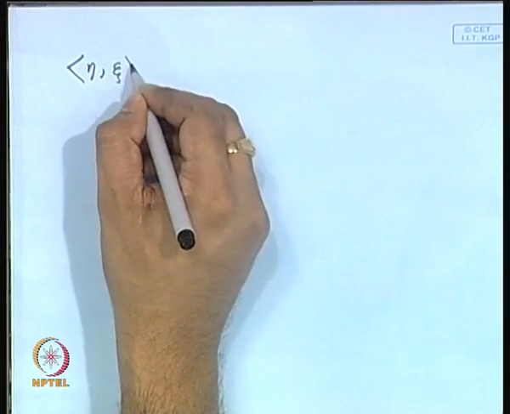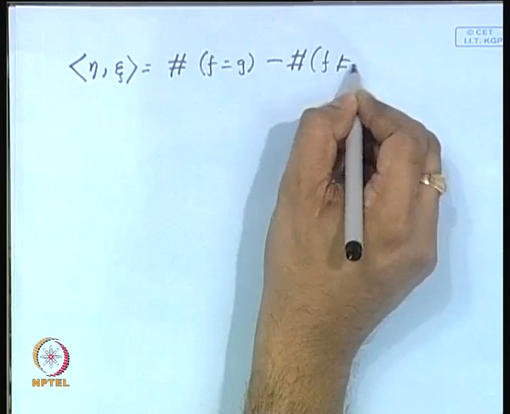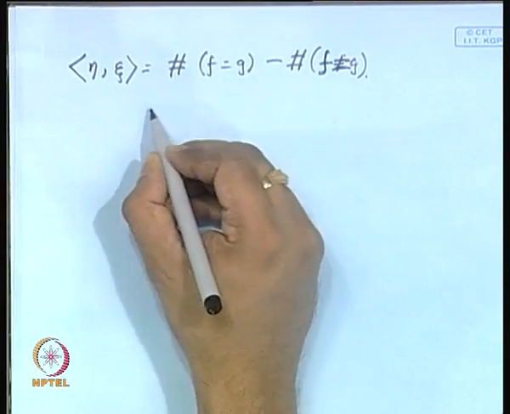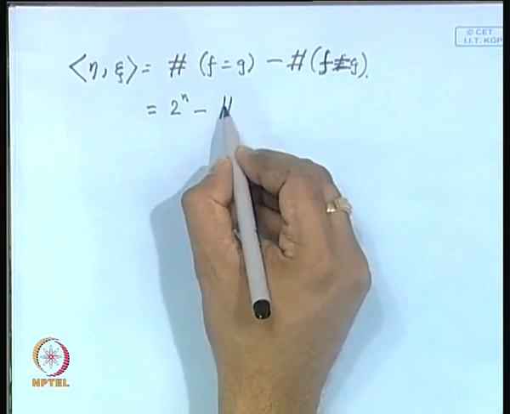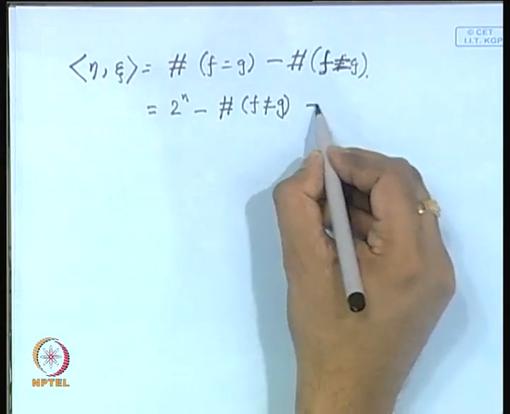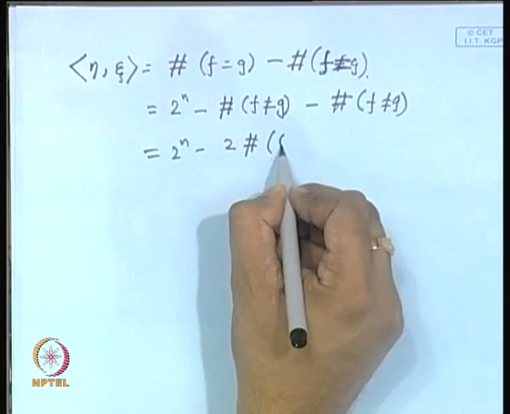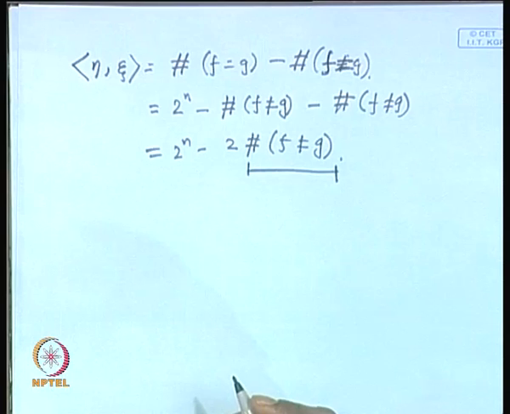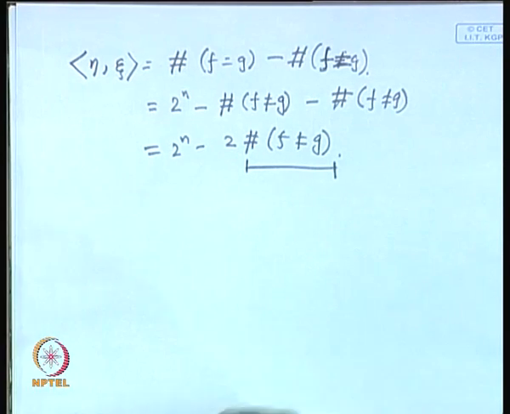So, how was this defined? This was defined as the number of cases when f is equal to g minus the number of cases when f is not equal to g. Now what we are interested in is the number of cases when f is not equal to g, right. So, how can you express this in terms of this? It is equal to 2 power n minus the number of cases when f is not equal to g. So, you have also got minus the number of cases when f is not equal to g. So, you have basically got 2 power n minus 2 times the number of cases when f is not equal to g. Now you can rearrange this, because you are interested in the distance between f and g, meaning you are interested in finding this value. So, you can just rearrange this and you will obtain that corresponding expression.